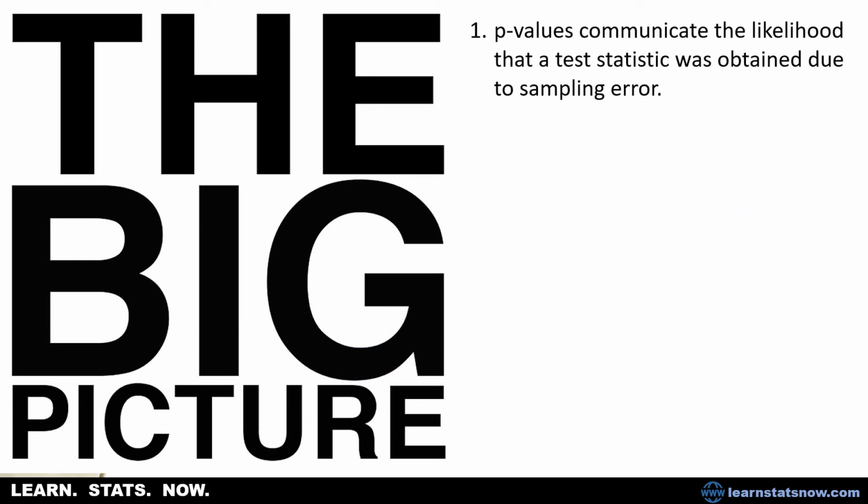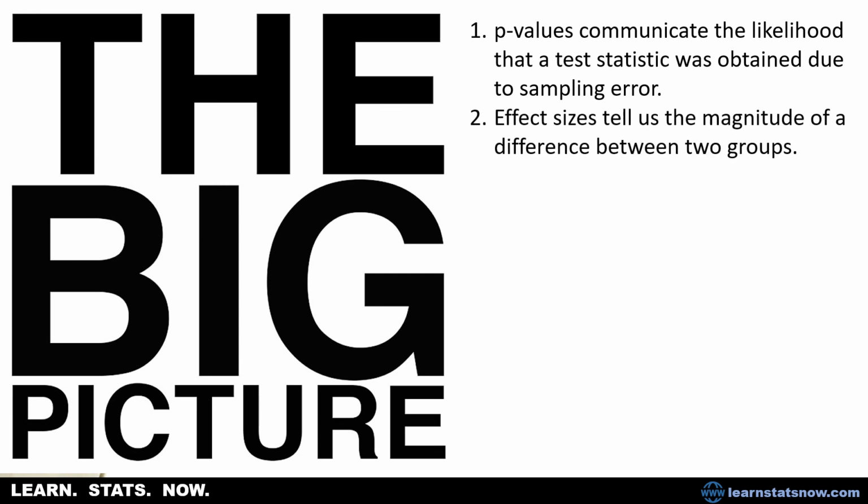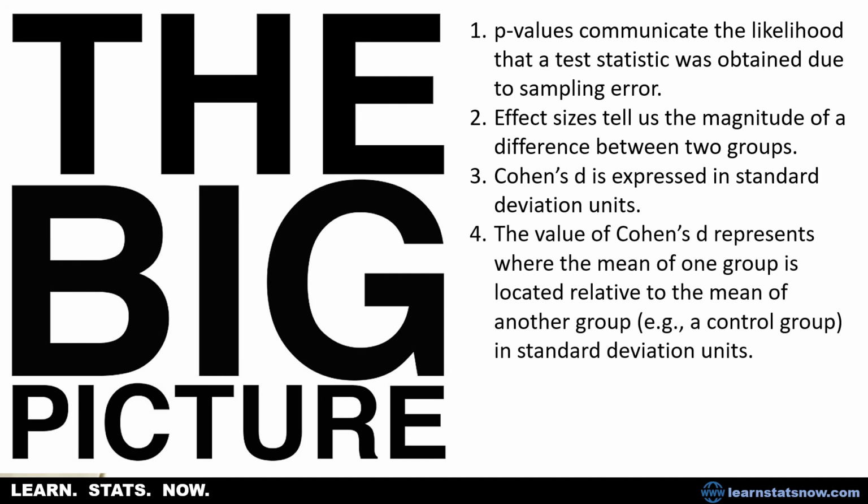Okay, big picture. P-values communicate the likelihood that a test statistic was obtained due to sampling error. So it's a measure of reliability, whereas effect sizes tell us the magnitude of a difference between two groups, or really just the magnitude of an effect. Cohen's d is expressed in standard deviation units, and how that standard deviation is calculated depends on the type of statistic we use to begin with. And the value of Cohen's d represents where the mean of one group is located relative to the mean of another group in standard deviation units. It doesn't have to be a control group, especially if you're doing a correlated groups design, but I think you understand what I mean there.